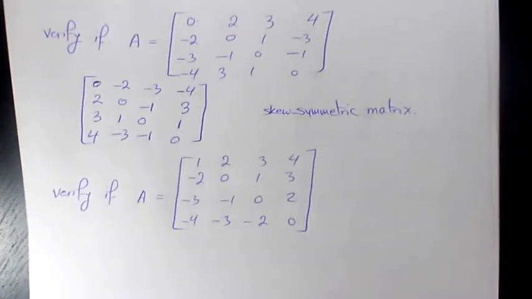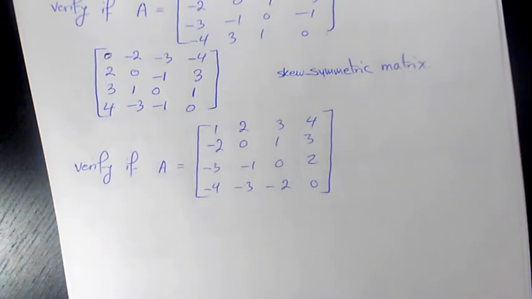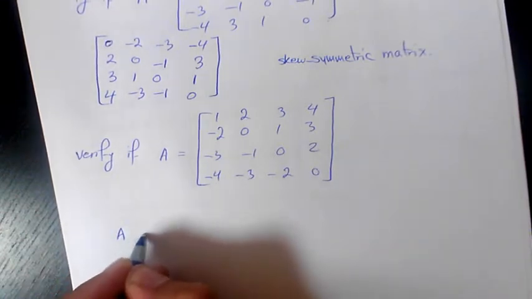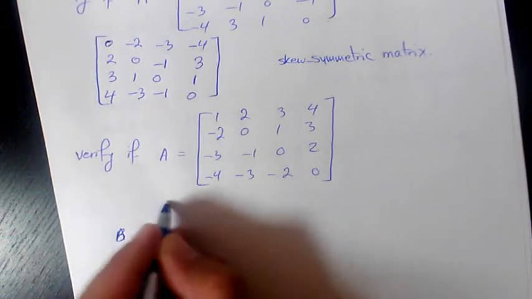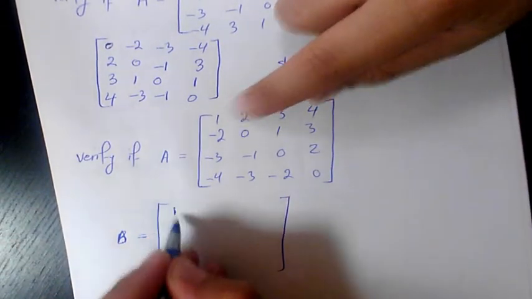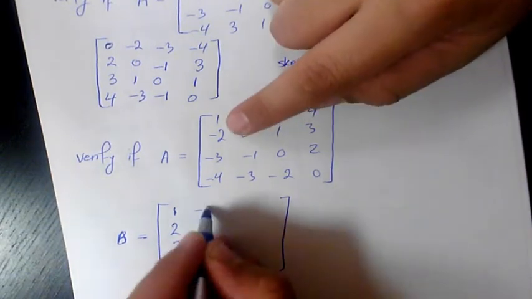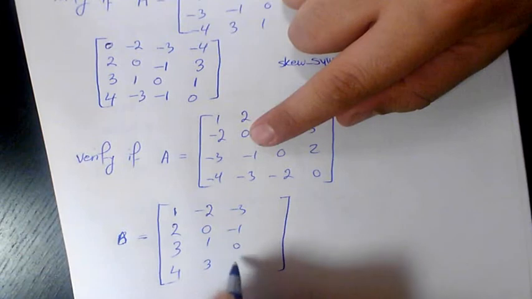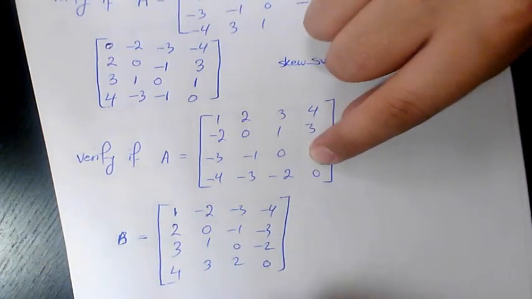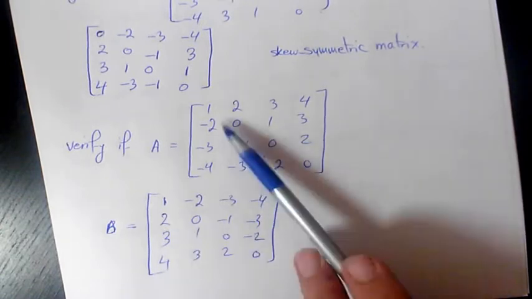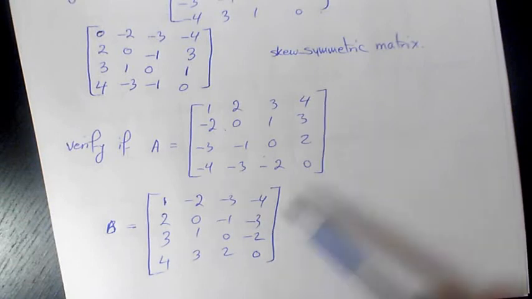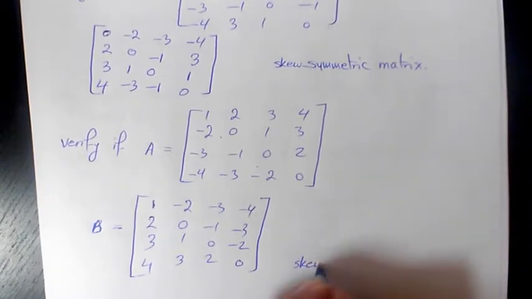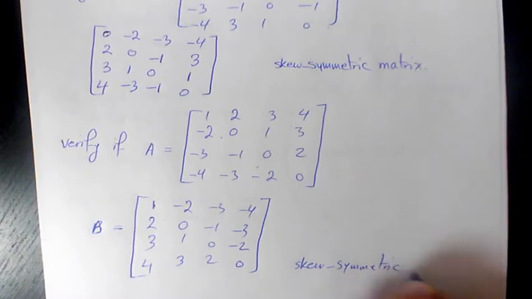Now let's see the next example. It says verify if A is a skew symmetric matrix as well. I'm going to call it, let's say, B. 1, 2, 3, 4, negative 2, 0, 1, 3, negative 3, negative 1, 0, and 2, negative 4, negative 3, negative 2, 0. As you see here, it's the same thing. Negative 2 becomes 2, for example, 1 becomes negative 1, 3 becomes negative 3, and negative 3 becomes positive 3. So yes, it's going to be a skew symmetric matrix.